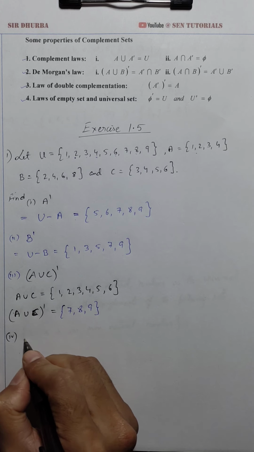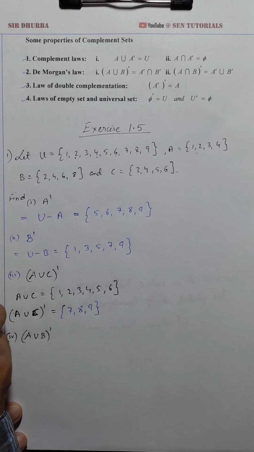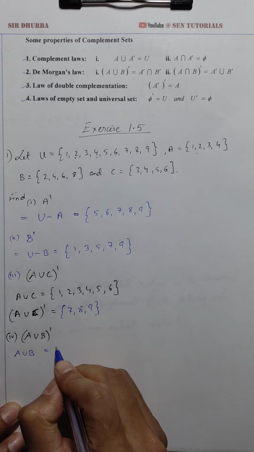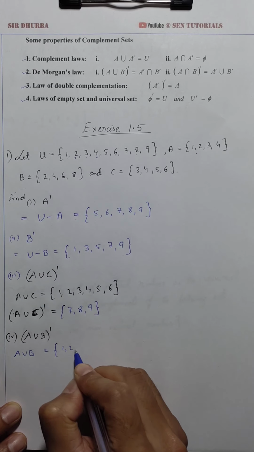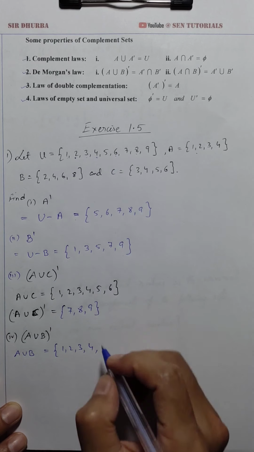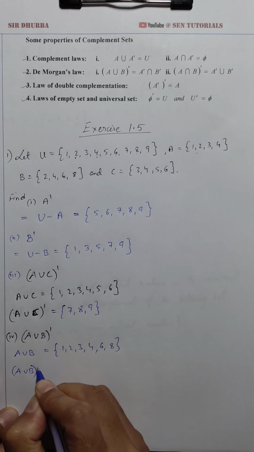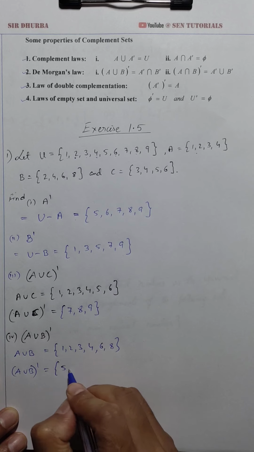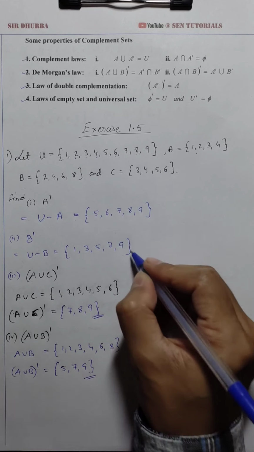All right, let's go to the fourth one. The fourth one is also similar, that is the complement of A union B. So let's first find out A union B. What will be A union B? 1 2 3 4, 2 4 already there, 6 and 8. So A union B is 1 2 3 4 6 8, and the complement will be 5 7 9.